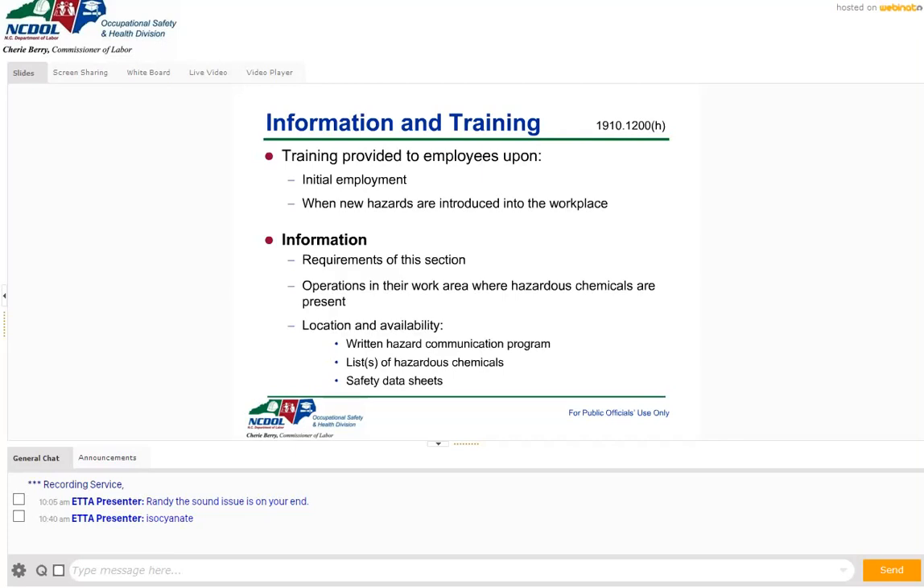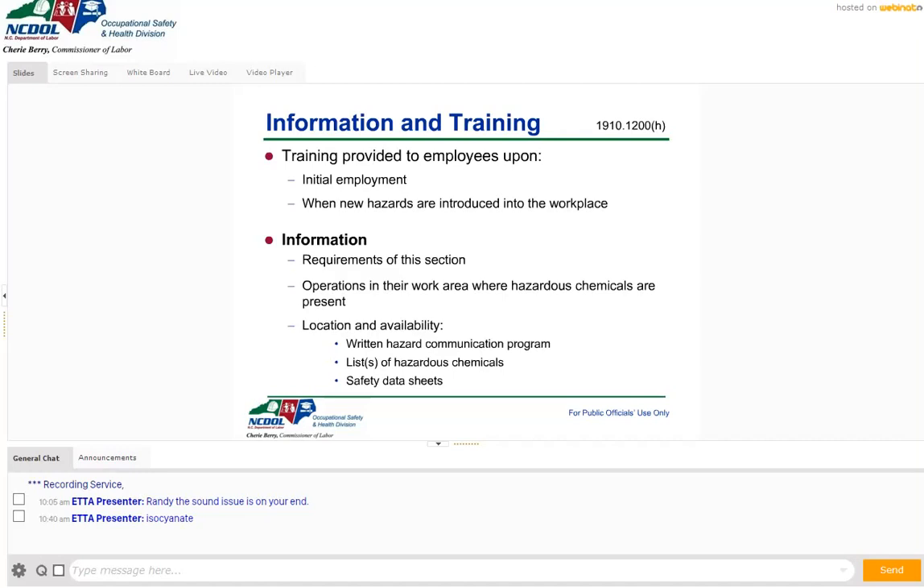Operations in their work area where hazardous chemicals are present. So they may have gone through general training for your company, but your supervisor or lead person's got to cover some of the special chemicals or special hazards in the work area.